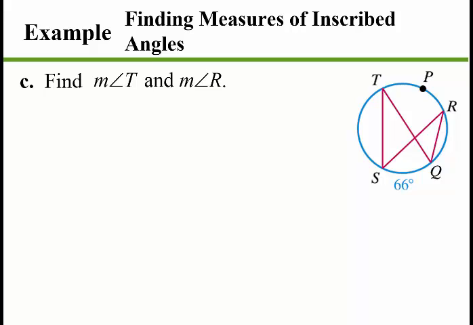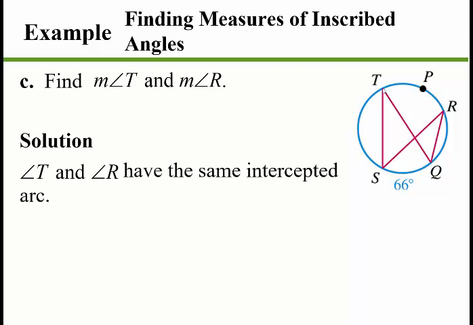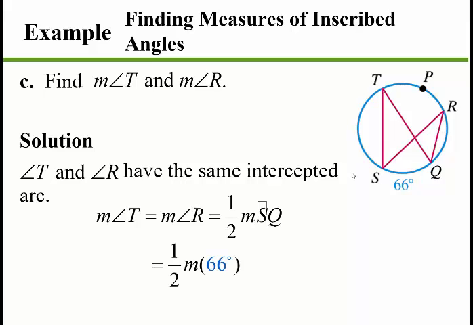All right, let's do another one. Let's find the measure of angle T here and the measure of angle R here. Well, if you look, the measure of angle T has intercepted arc SQ, and the measure of angle R also has intercepted arc SQ. So the measure of angle T is equal to the measure of angle R because they have the same intercepted arc, and that's equal to 1/2 the measure of arc SQ, which is 1/2 of 66 degrees. So the measure of both T and R is 33 degrees.